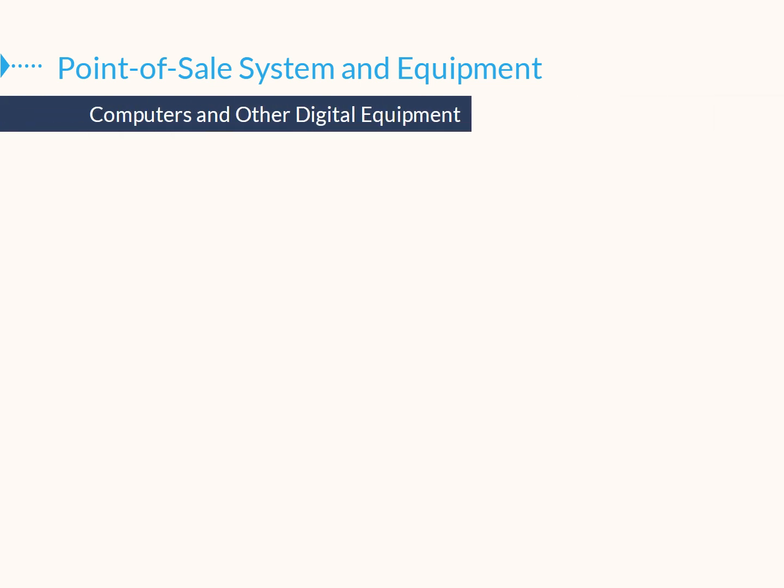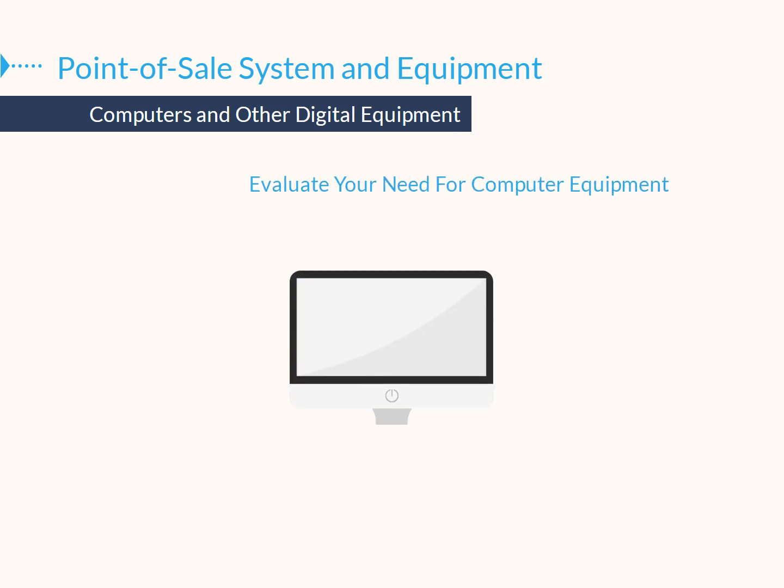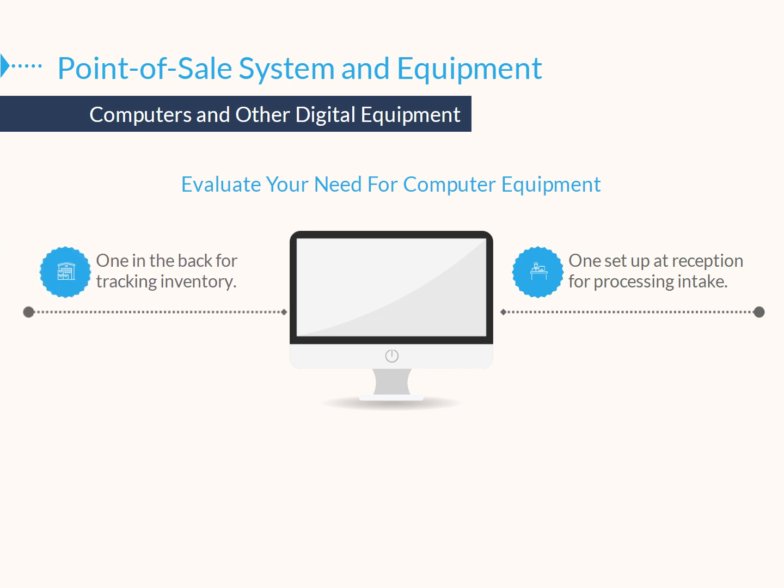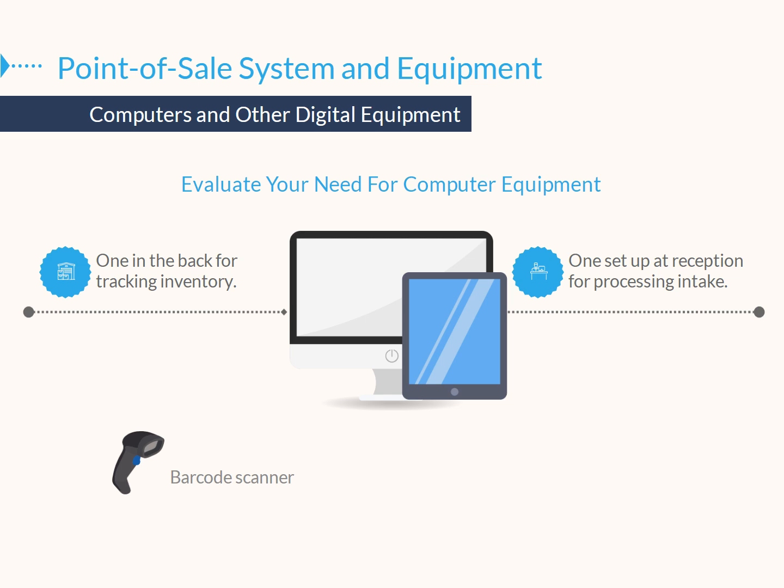Computers and other digital equipment. Finally, you're going to need to evaluate your need for computer equipment. You'll need one set up at reception for processing intake and one in the back for tracking inventory. You may choose to supplement these with tablet devices for customer usage, and you'll also need a variety of accessories such as barcode scanners for inventory management and devices to verify customer identifications or IDs.